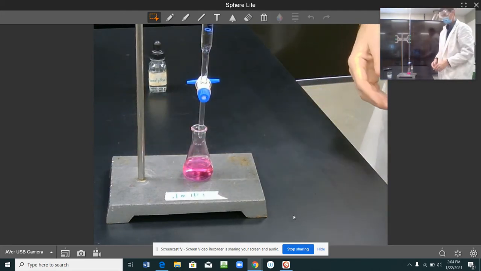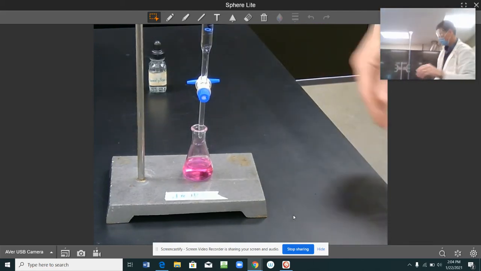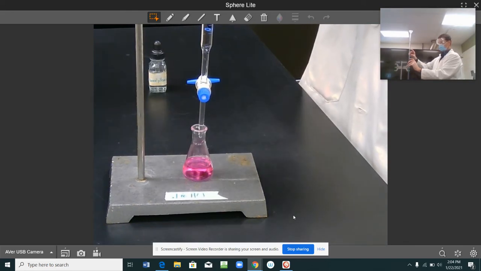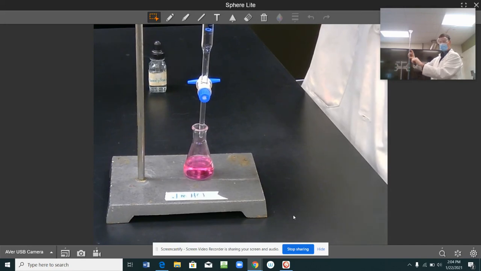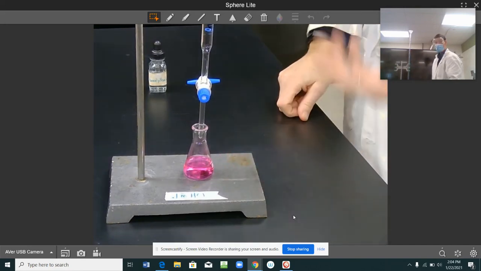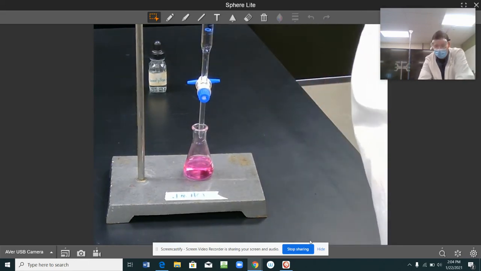That's how you titrate. Now what I do is I go back and I figure out where I ended up at. I know where I started. The difference between this is how much I actually used, how much I dispensed into this. And from there, I can run the calculations that I'm going to show you in class. But that's the process of titration.